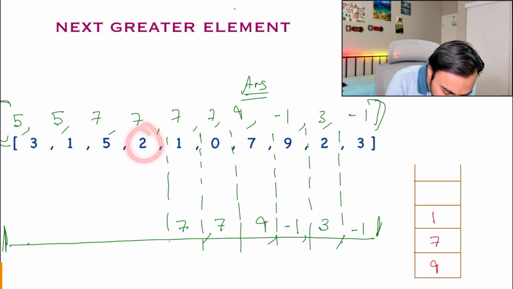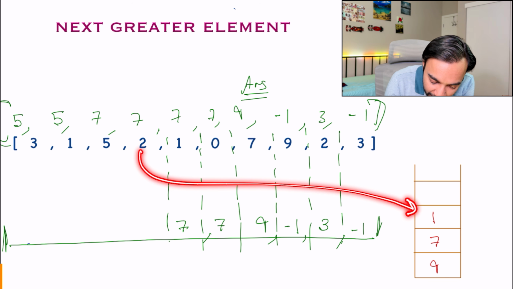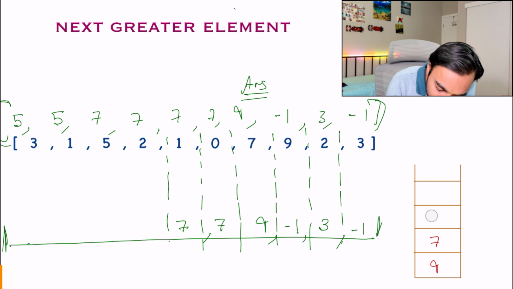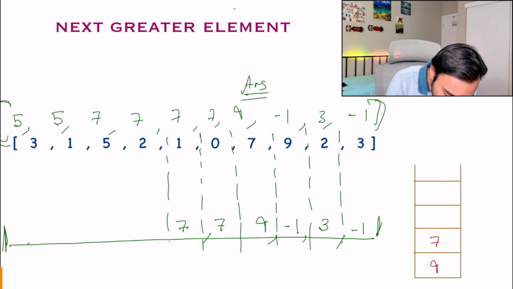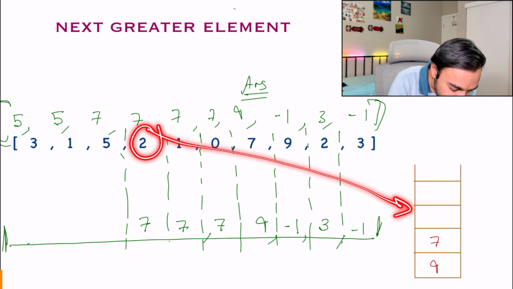Notice the next element, that is 2. Do you find a next greater element over here? No. So I can remove this. Do you find a next greater element here? Yes, that is 7. So I can write down a 7 over here. And I will also write down a 2 in my stack.